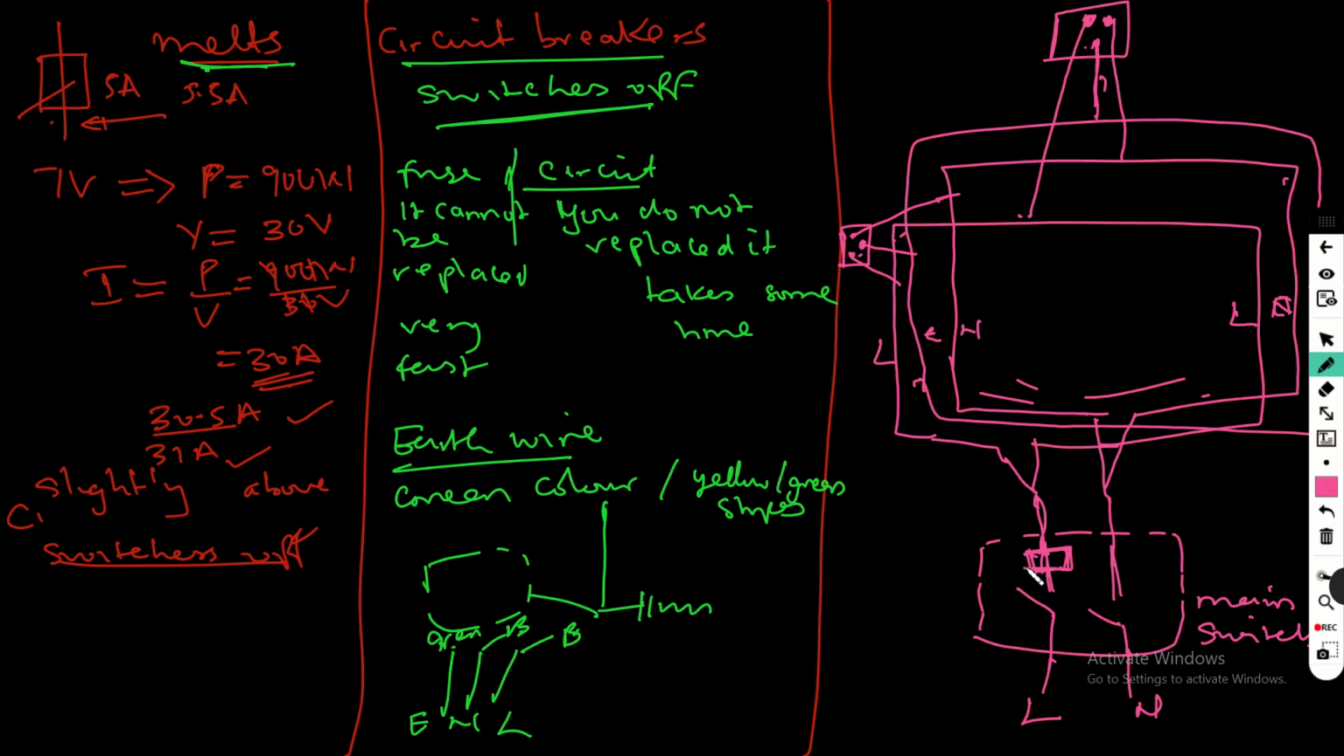So the ring circuit is a circuit that controls the sockets. The lighting circuit is the one that controls the light bulbs, and the appliance circuit is just for the appliances that take a lot of current, like electric cookers in your houses.